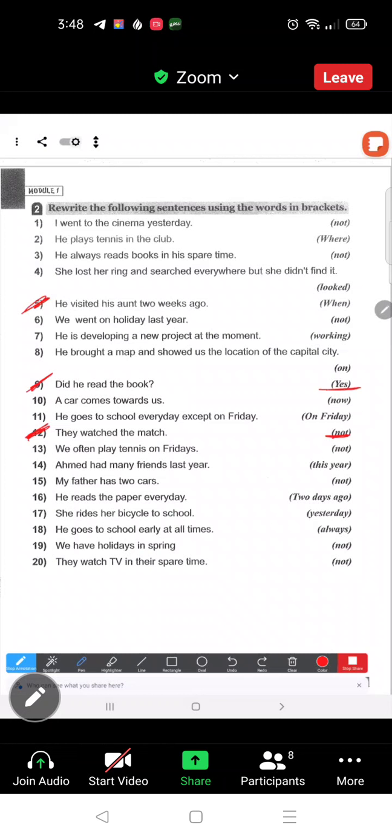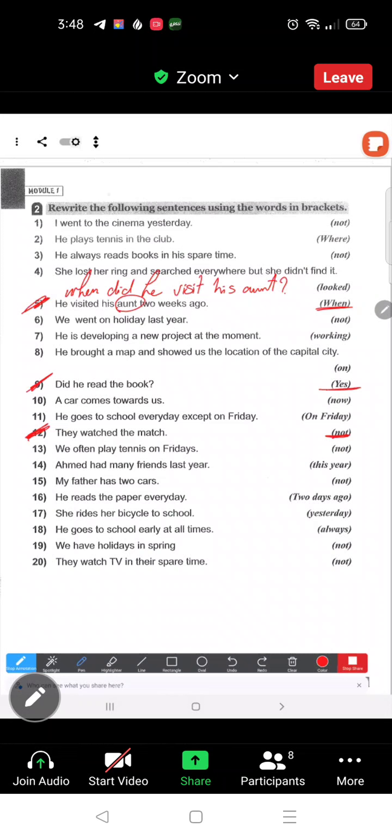He visited his aunt 2 weeks ago. When did he visit his aunt? When did he visit, or visited? He visit his aunt. Okay, this word is called aunt, not aunt.